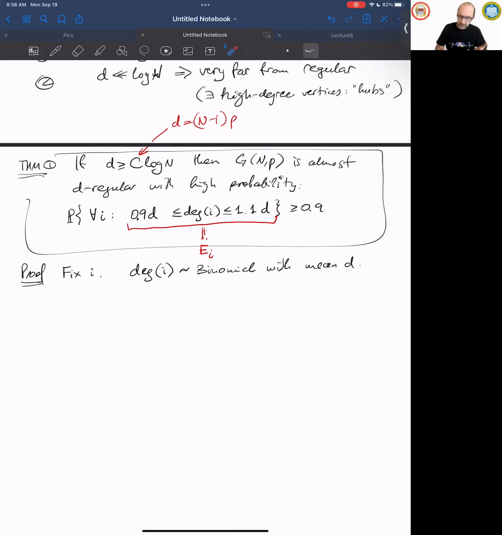So what are we talking about? We're talking about a binomial random variable, and we want to say that this binomial random variable is very close to its expectation. Well, that's exactly Chernoff's inequality. That's what it is for. So we can just use Chernoff's inequality.